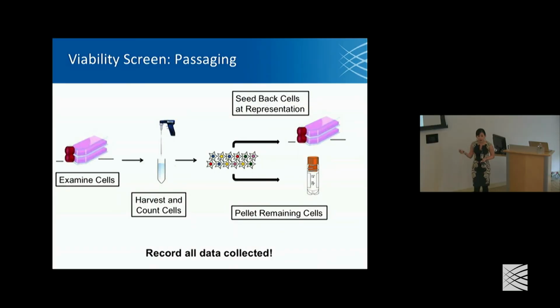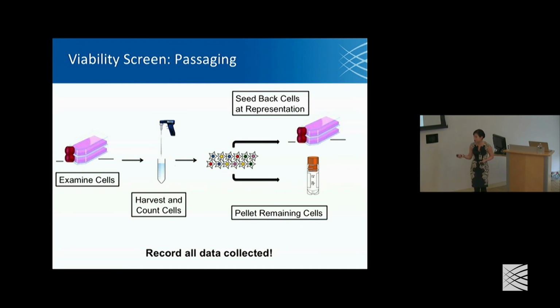So when you're passaging your cells, what you're going to do is take rep A and rep B separately. You're going to harvest and count the cells, and then you're going to seed back at representation into your flasks, and then you're going to pellet the remaining cells. Do not toss those cells. The reason we don't want to toss these cells is because when we have all these pellets from every single passage, it gives us a really great timeline. So if you're finding that at the end of your screen, you want to go back to earlier passages, you have these on deck to use later on.